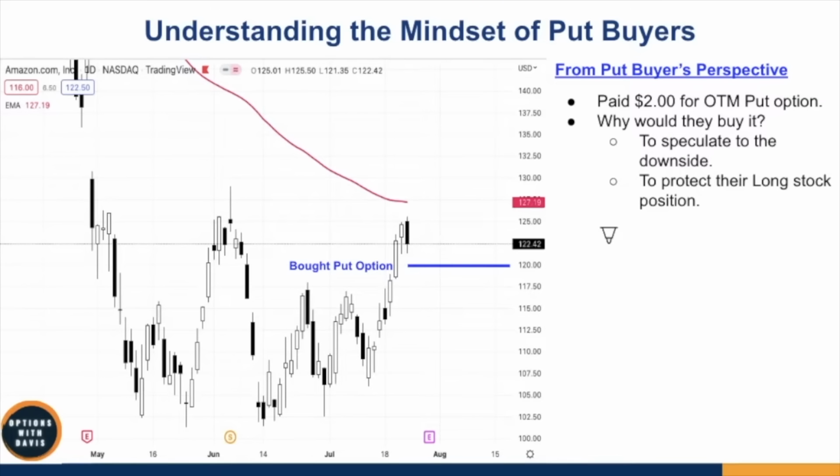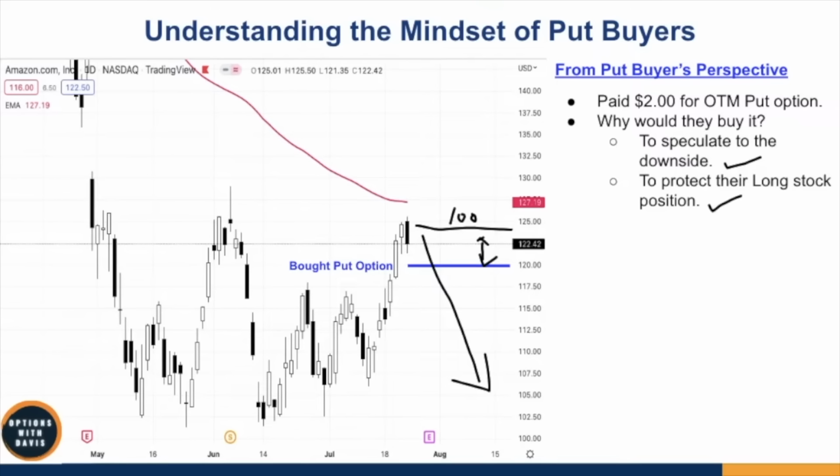There are two reasons. Number one is to speculate to the downside. That means all they're doing is just buying the put option and hoping to sell it for a profit. Most of the time, that's the case. The other way is they want to protect their long stock position. Maybe they already had a long stock position, maybe they bought somewhere down here. Let's just say that they bought 100 shares at this price. They're afraid that the market will go down. If the market goes down, at least they have some protection, which means they have kept their maximum loss to where the put option strike price is.